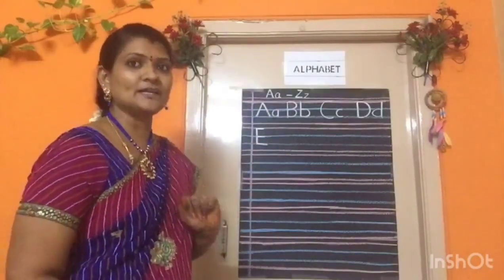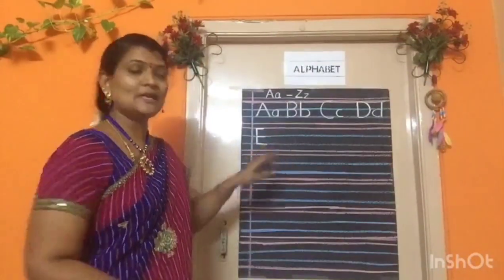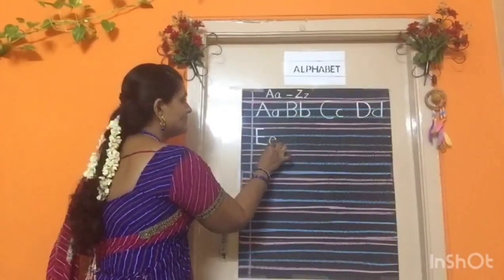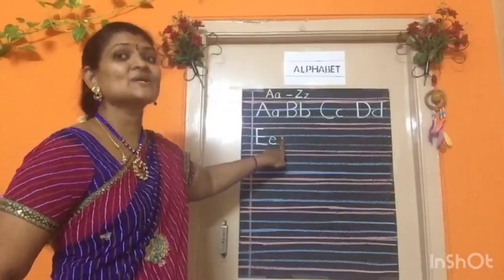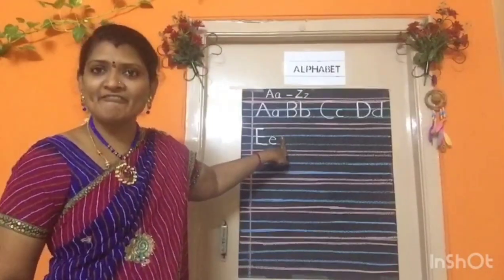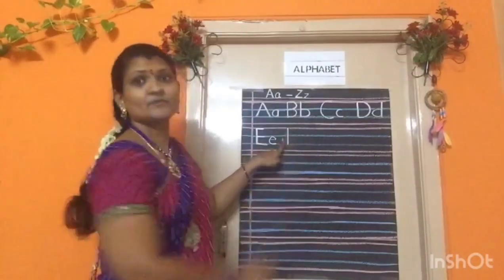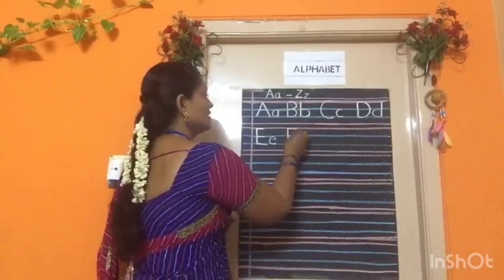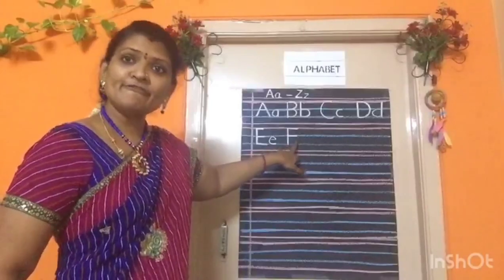Now, small e. Small e, how will you write? In between 2 blue lines, you have to put a horizontal line and then left curve. Small e. Now, finger space. What comes next? F. F says F. Children, write the letter now. Finger space, vertical line, 2 horizontal lines. That is, first one on the pink line, second one on the first blue line.